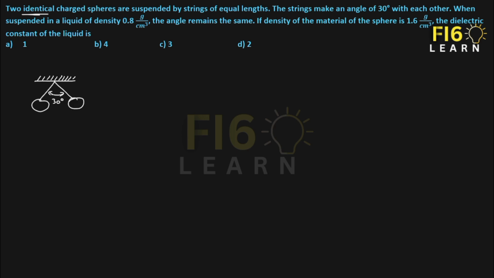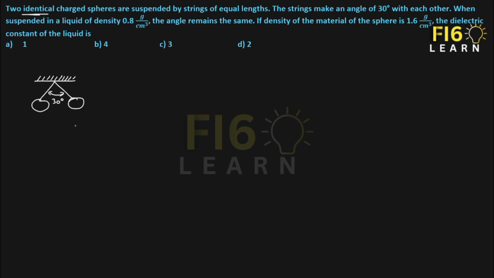Let me explain the question again. Here we have two identical spheres. Initially they are suspended in air medium. Due to the repulsive force, they will move apart from each other. That angle is 30 degrees. If the same setup is suspended in liquid, that angle still remains the same. That's the condition given, and the density of the material is also given. We have to find the dielectric constant of that liquid.